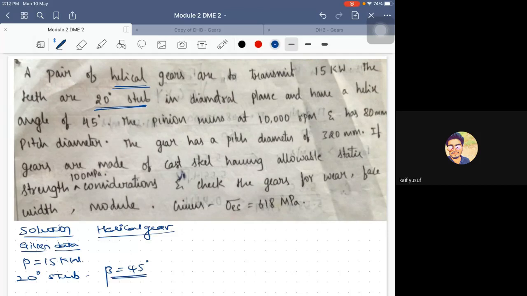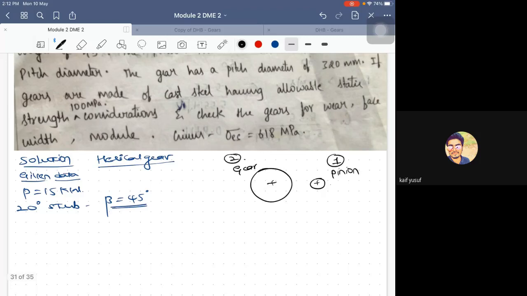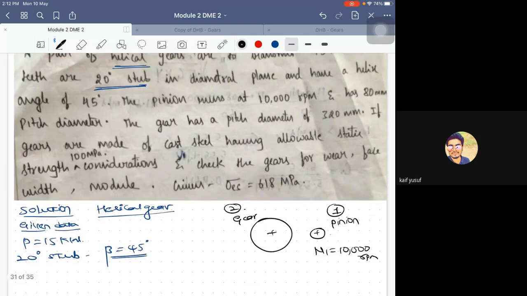Okay, I would just write a wheel and a pinion. So this is one, which is the pinion, and this is the gear, which I will take as 2. Now, N1 is given as how much? 10,000 RPM. That's a huge speed. Helical gears can run at very huge speeds.